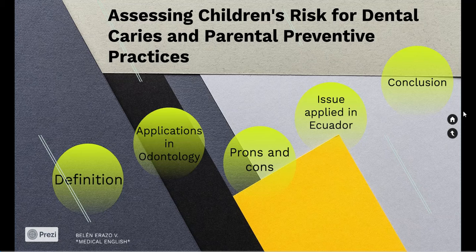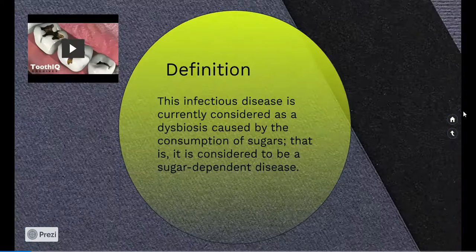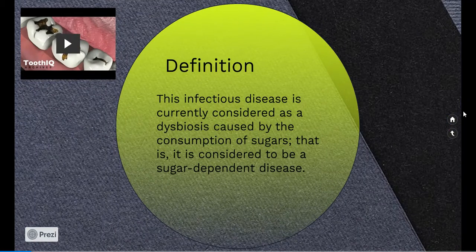My topic is assessing children's risk for dental caries and parental preventive practice. Definition. This infectious disease is currently considered a dysbiosis caused by the consumption of sugar. That is, it is considered to be a sugar-dependent disease.